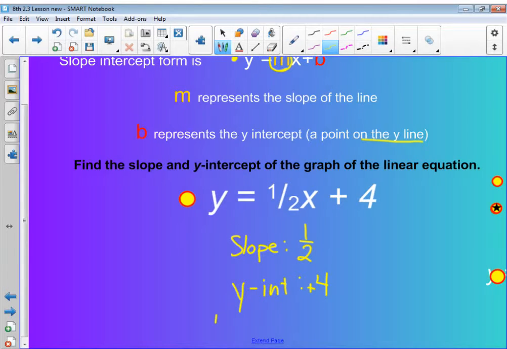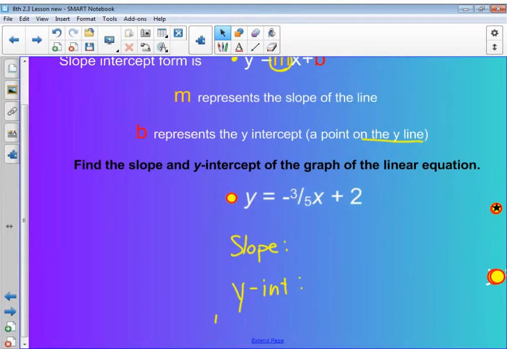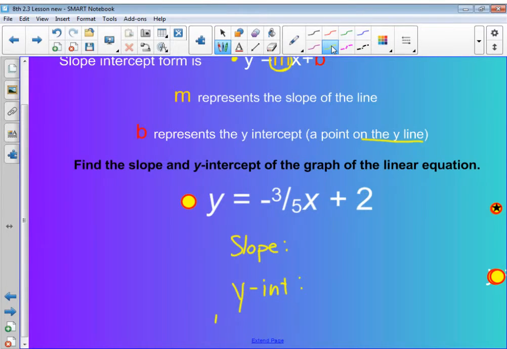Okay, so I'm going to slide one out, and I want you to do this next one independently. Okay, so try this one. Maybe go ahead and pause your video. Try this one out, identifying which is the slope of those two numbers and which is your y-intercept. Okay, so here we ended up with our slope as -3/5 and our y-intercept as positive 2.